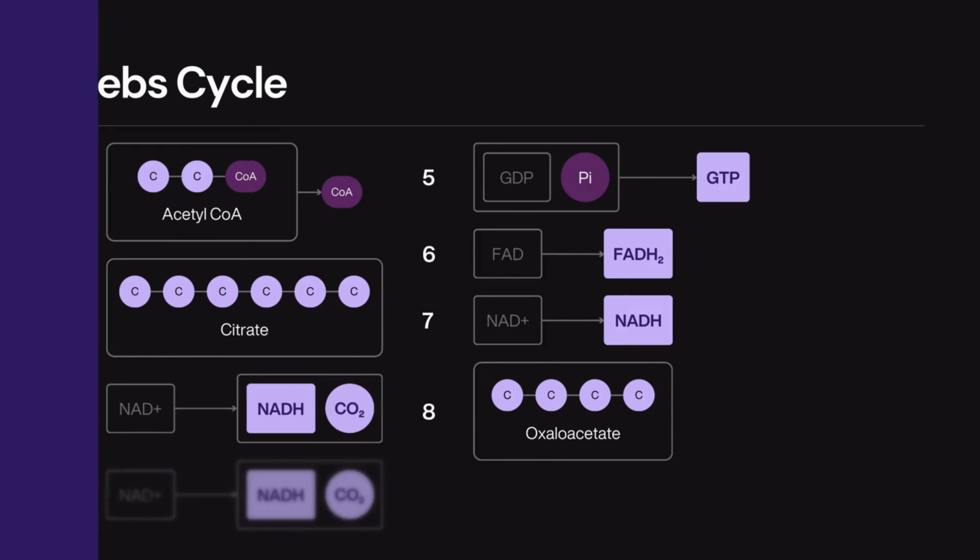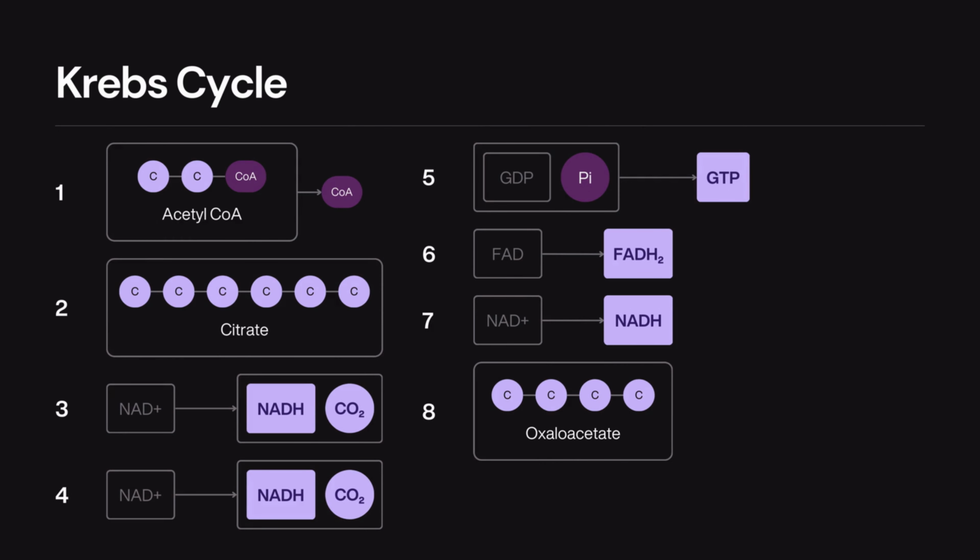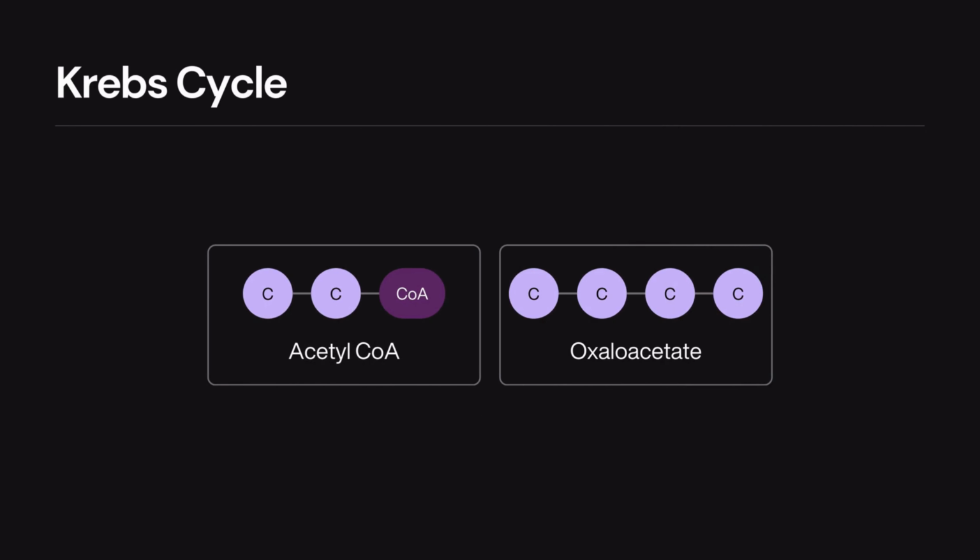Exhibit 4. The Krebs cycle. The Krebs cycle, also called the citric acid cycle, occurs in the mitochondrial matrix of eukaryotic cells. First, acetyl-CoA, a 2-carbon molecule, combines with oxaloacetate, a 4-carbon molecule, to form citrate, a 6-carbon molecule. Citrate is then rearranged into an isomer called isocitrate.